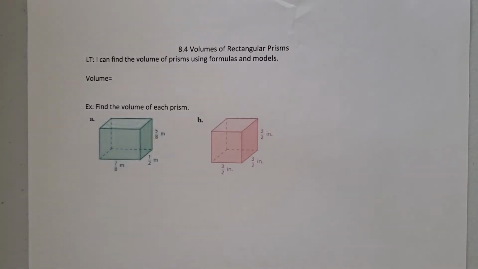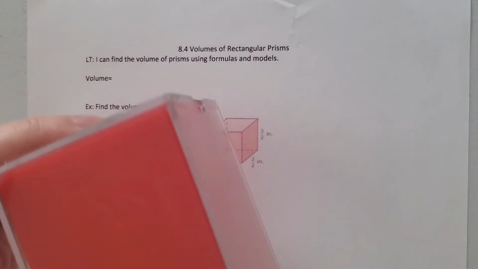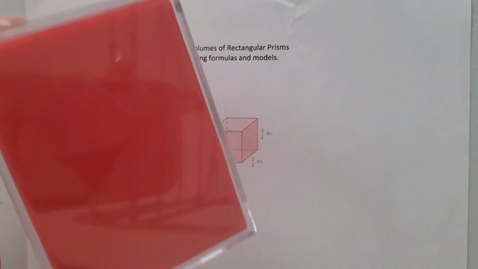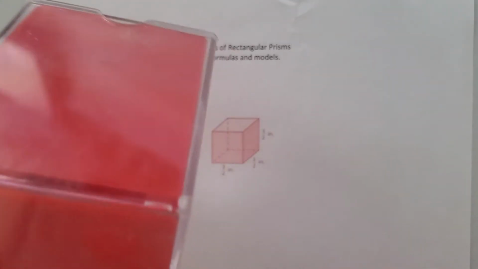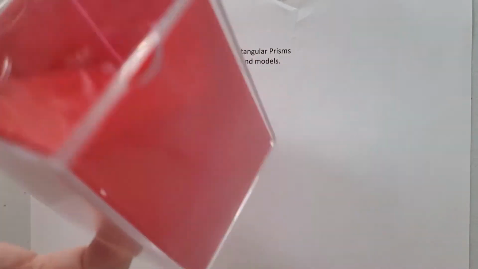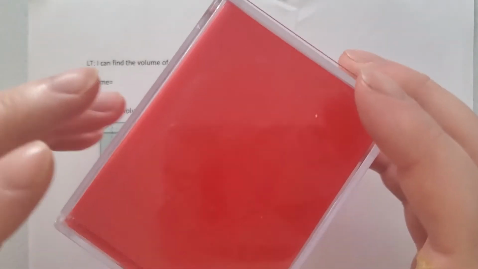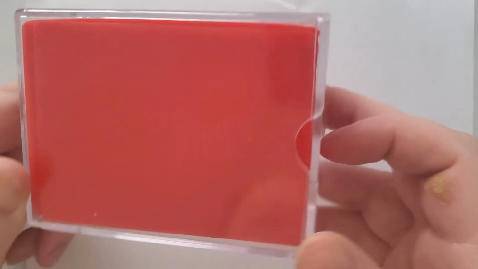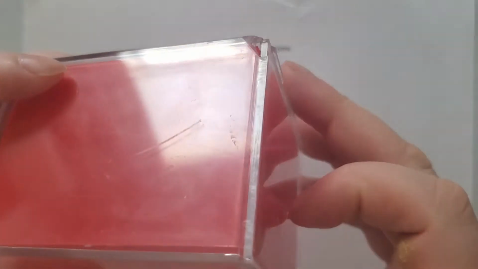So just a reminder of what a rectangular prism is. It looks like a cube. The only difference is that maybe not all of the sides are the same length or the same size as the bases. So a cube has six equal sides. A rectangular prism doesn't necessarily have that. So this is a rectangular prism and we're going to find the volume of it.